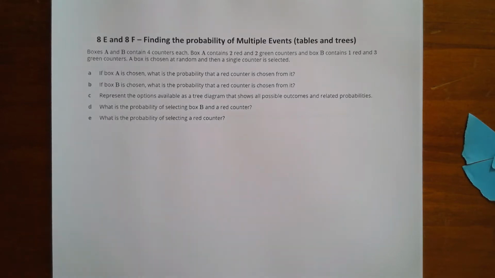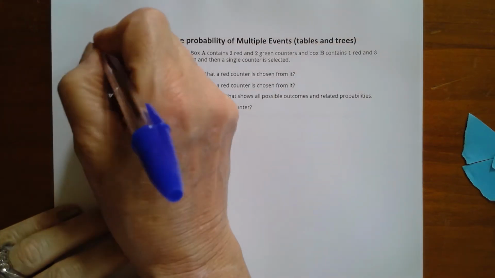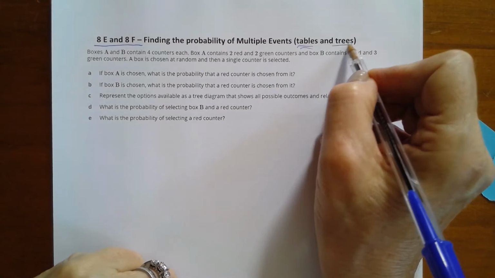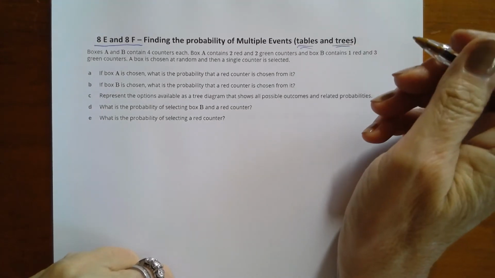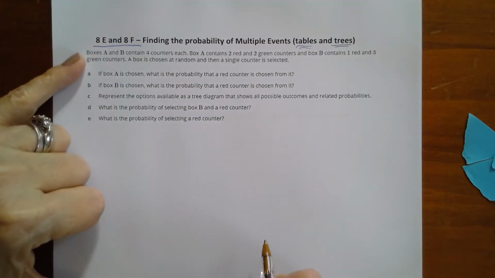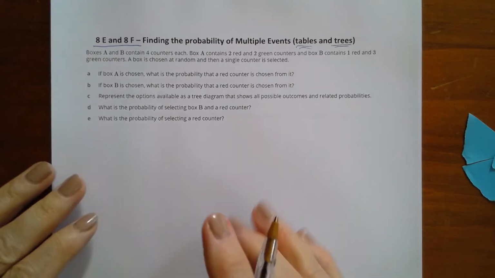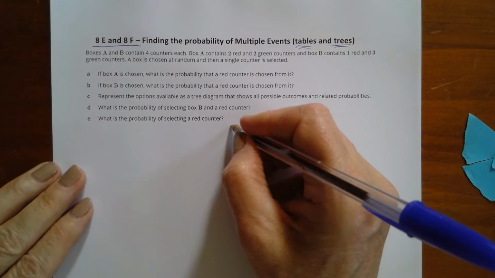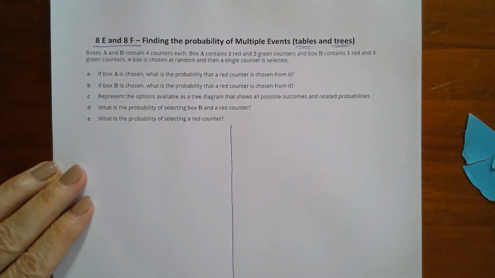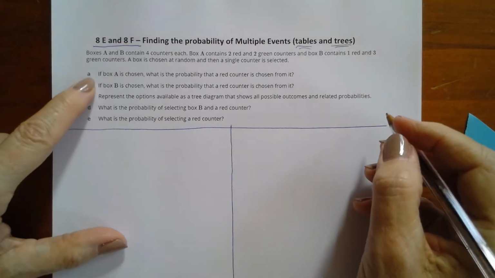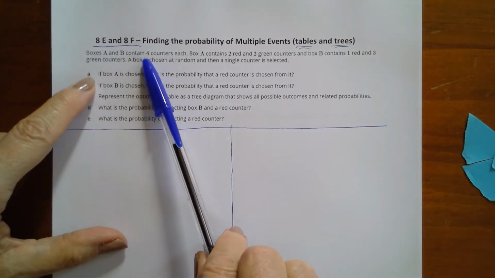Okay, girls, upon further consideration, I thought we could do these two sections at the same time. So there's two kinds of different things here. One of them is a table, one of them is a tree, and we need to talk about a couple things. So we're going to talk about two events happening at the same time. I'm going to break this page up into the table side and the tree side, and so we'll do both for each. The first question here says box A and B contain 4 counters each.